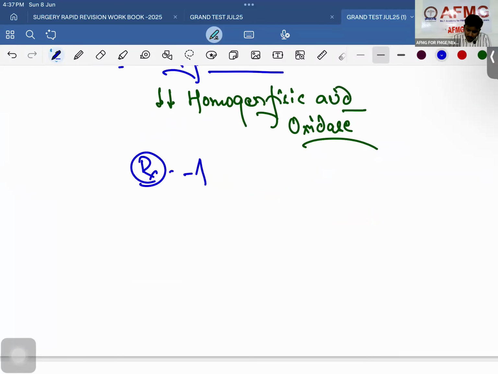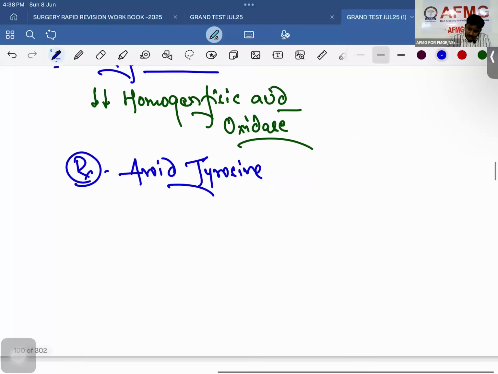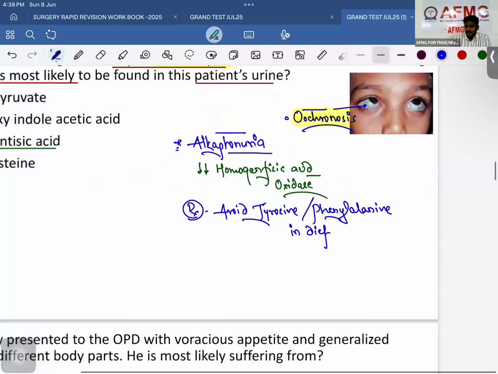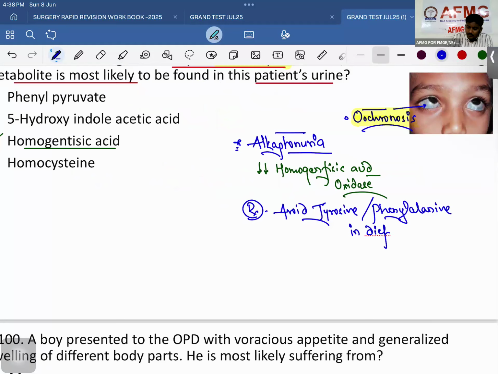We have to avoid which kind of diet? We have to avoid any kind of tyrosine and another amino acid which makes tyrosine, phenylalanine, in the diet. Both have to be avoided. So avoid tyrosine as well as phenylalanine in the patient's diet. That is the treatment of alkaptonuria.